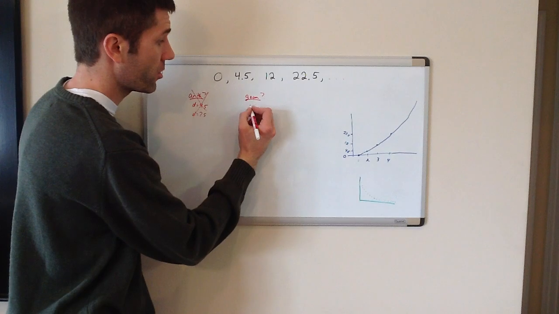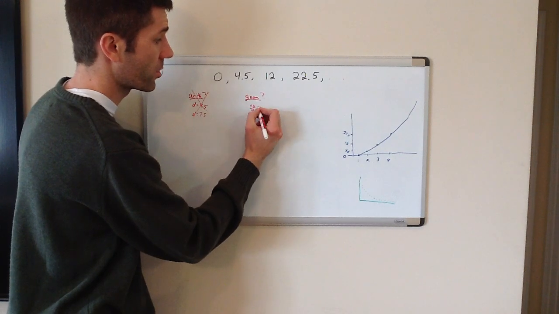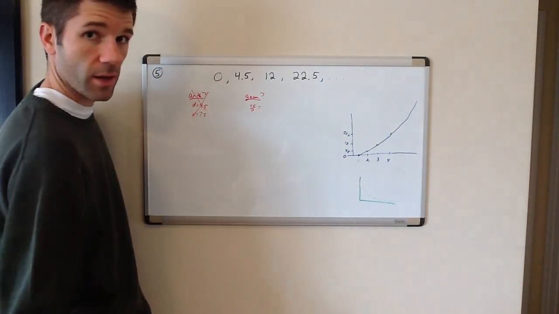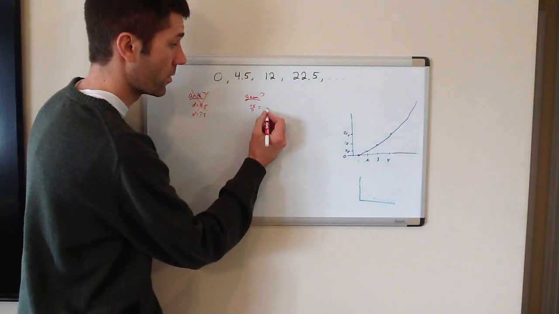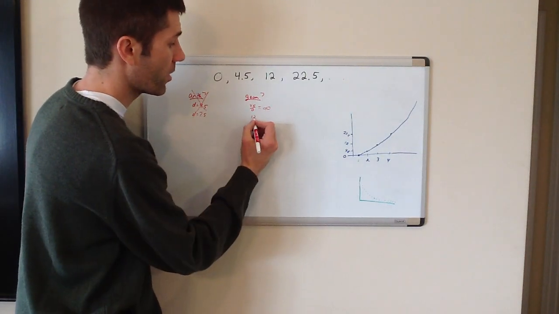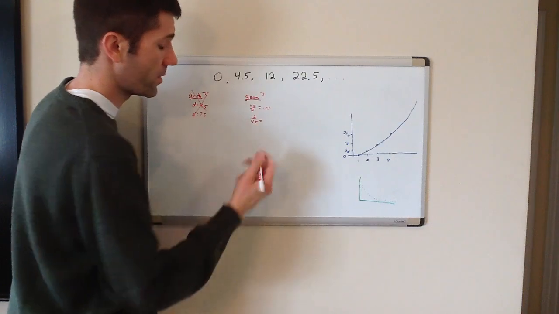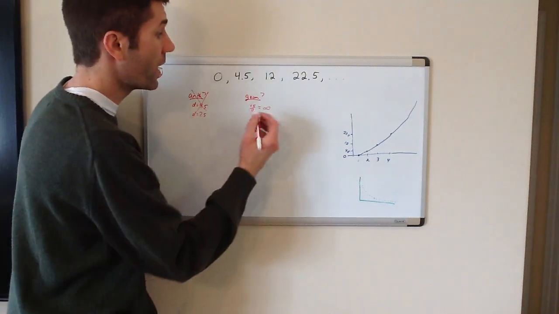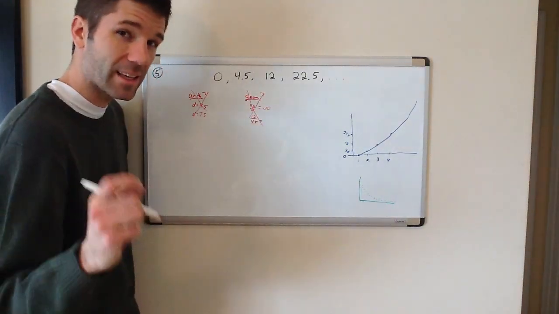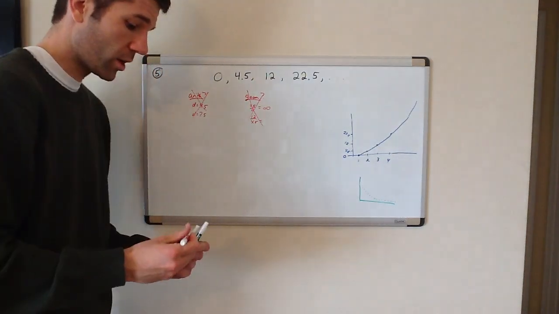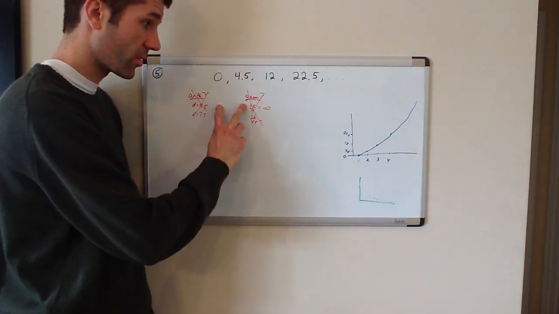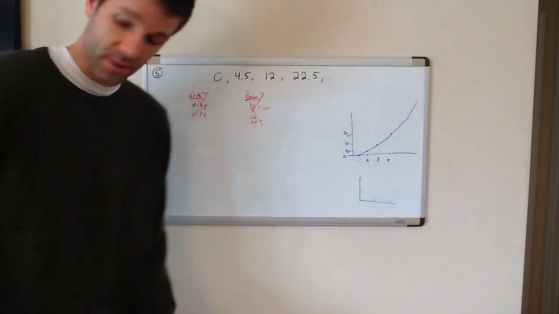Geometric: when you divide, you've got 4.5 divided by 0, and all of a sudden you've got a problem because you can't divide by 0, get infinity. And then you have 12 divided by 4.5, and clearly it's not infinity. It's not geometric. It is neither. So we know two things. We know it's neither this, and we know it diverges. So now let's look at our options.